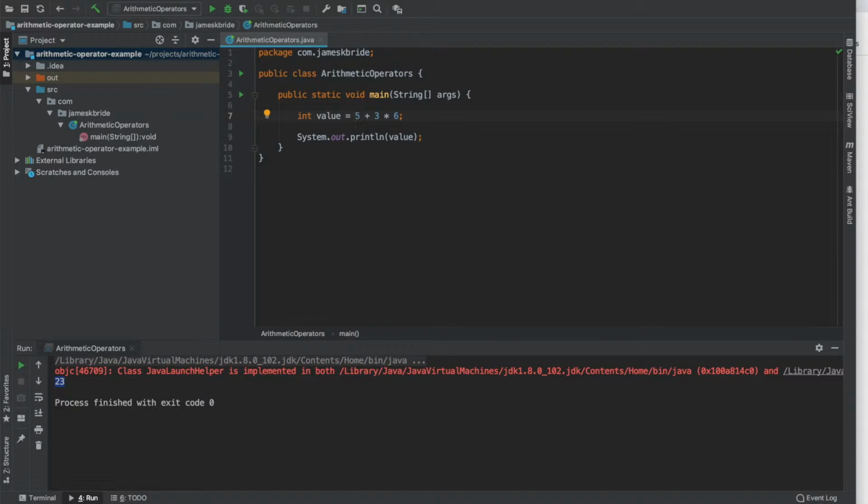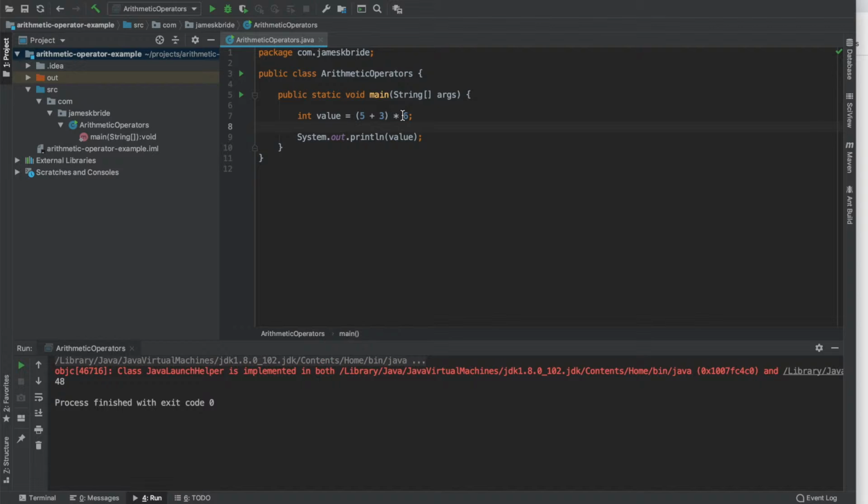Now, if we want to, we could force this to do exactly what we want. If we want this to actually be 5 plus 3, take the result of that, and multiply by 6, we could wrap that piece of the equation in parentheses, which means evaluate this part first and then do the rest of it. Let's go ahead and run that and see what we get. Very obviously, we got a different result. We got 48 that time, because 5 plus 3 is 8, and 8 times 6 gives us 48.